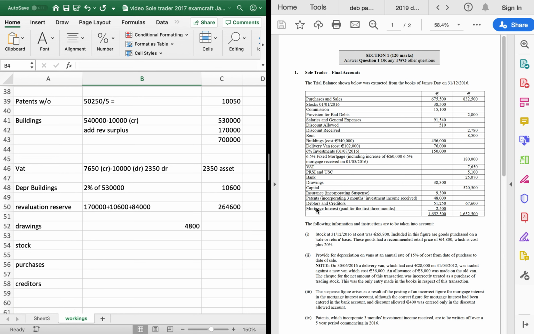I don't know if there is drawings already. There was. So there's drawings of 38.3. So we're going to add 4,800 onto it. If it wasn't there, you'd have to create drawings. And that gives you the 43.1.